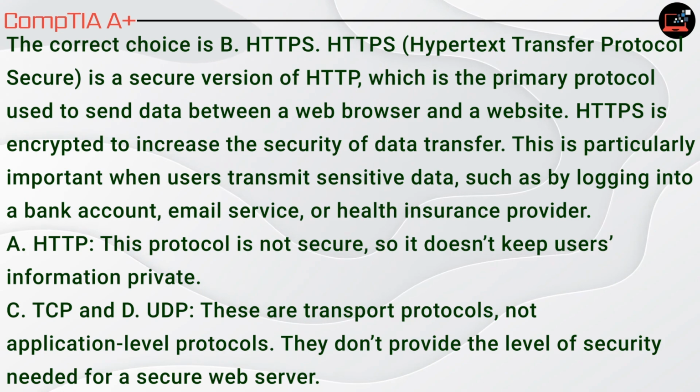The correct choice is B. HTTPS. HTTPS, Hypertext Transfer Protocol Secure, is a secure version of HTTP, which is the primary protocol used to send data between a web browser and a website. HTTPS is encrypted to increase the security of data transfer. This is particularly important when users transmit sensitive data, such as by logging into a bank account, email service, or health insurance provider. A. HTTP.